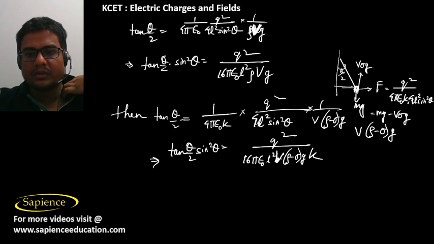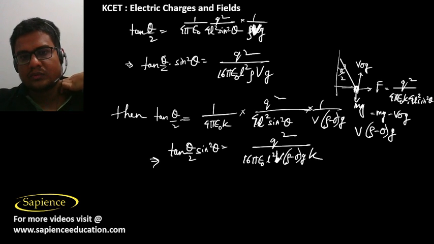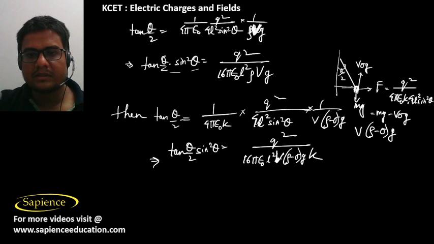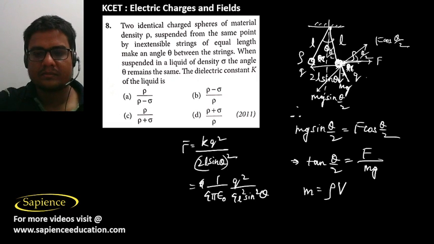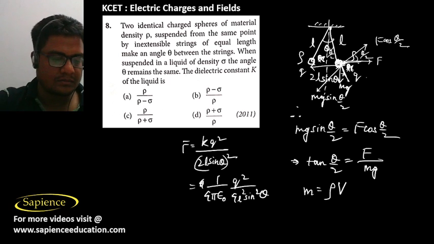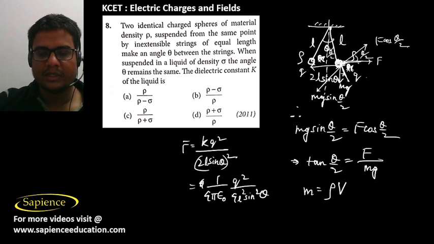These two angles are the same, so these two expressions should also be the same. So the terms are the same, so v into (rho minus sigma) into g into k should be equal to v rho into g. So v and v will cancel, g and g will cancel, therefore we can say that k is equal to rho by (rho minus sigma). So option A is the correct answer.